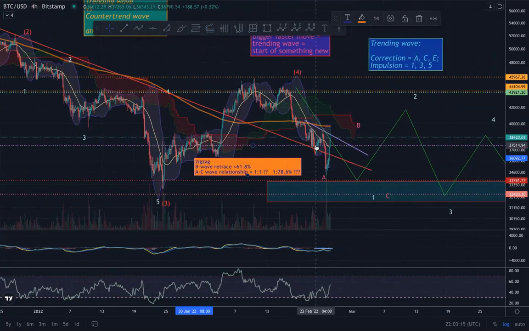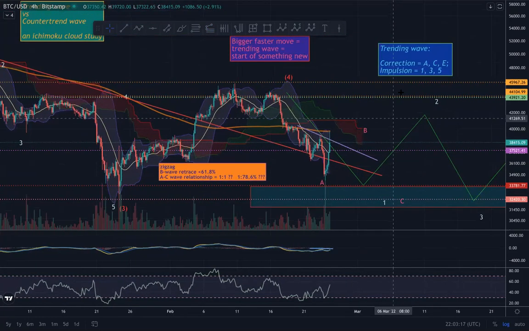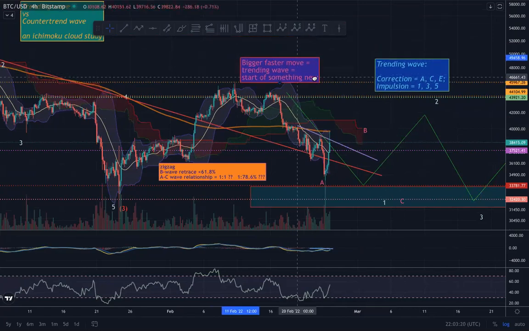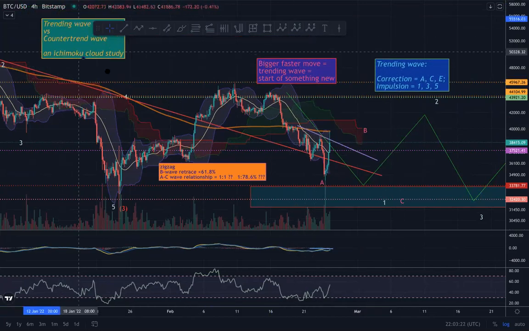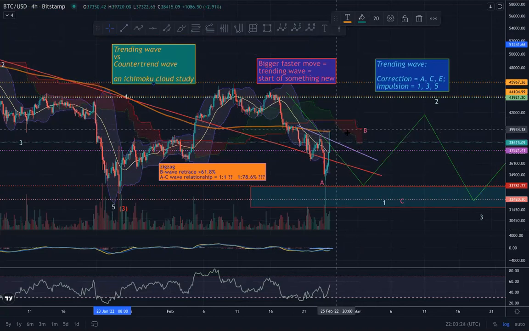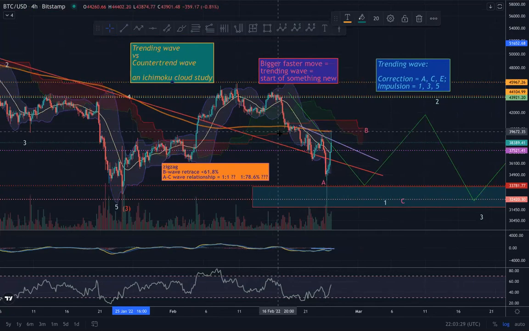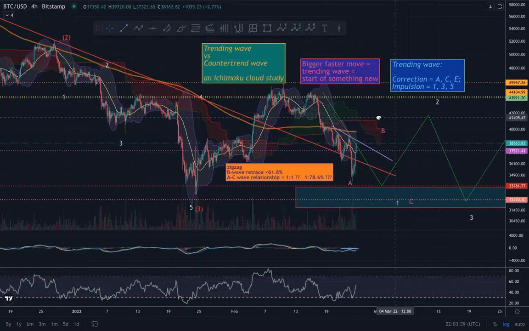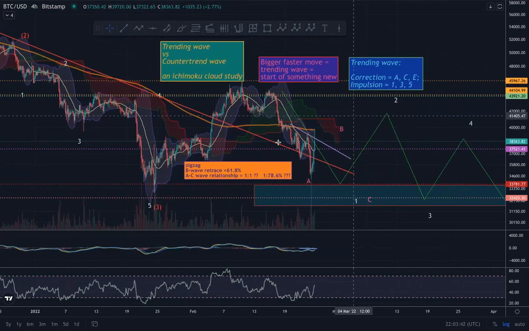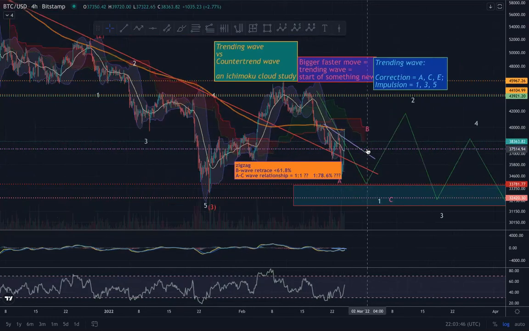I think that's it for now. I don't have much else to say. I wanted to offer these thoughts on trending waves, big fast moves, and also the relevance of the Ichimoku cloud in terms of a counter trend wave versus a trending wave, and what we have here. This could be that counter trend wave, regardless if it's a B or a 2, but will it go beyond the Ichimoku cloud? We'll see. Interesting. Lots of chop here. I won't be surprised.